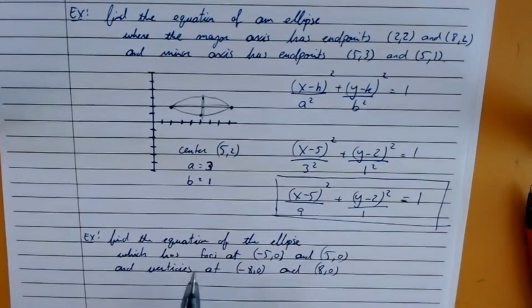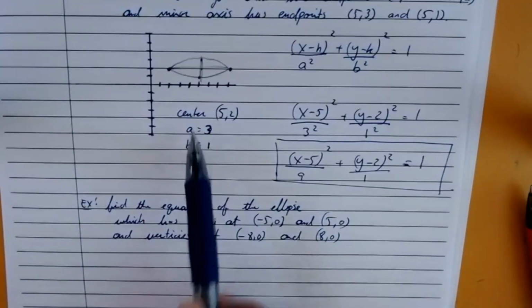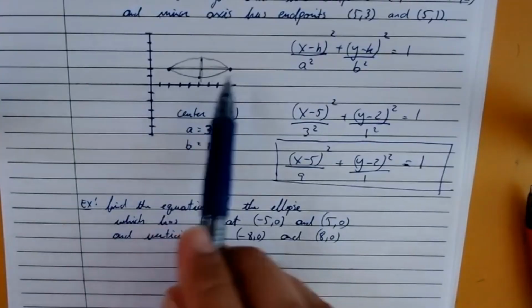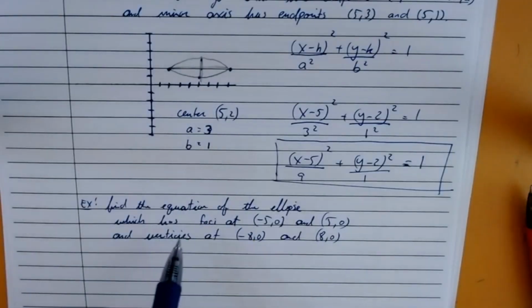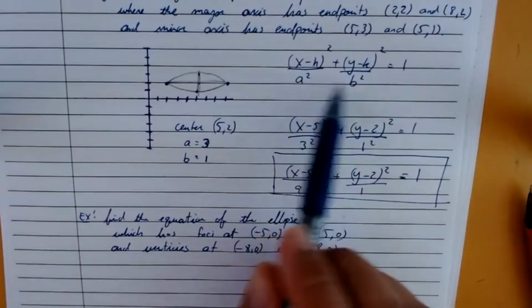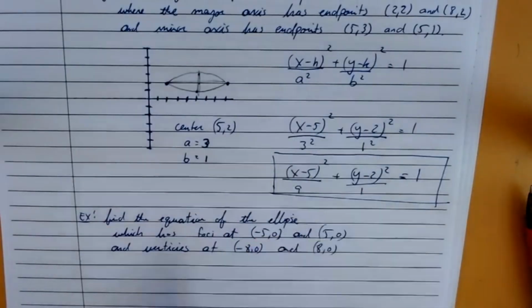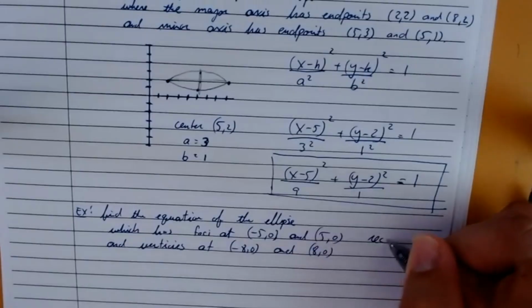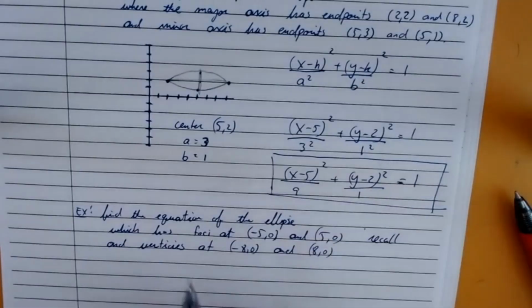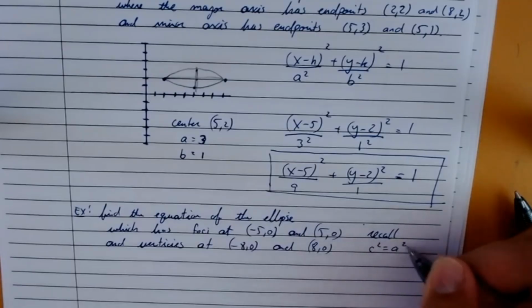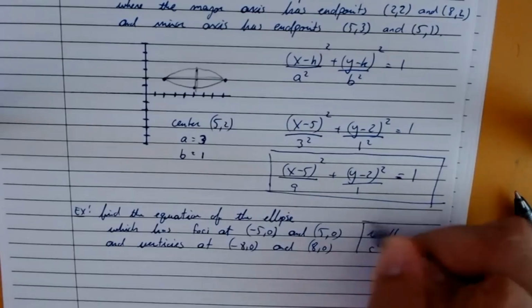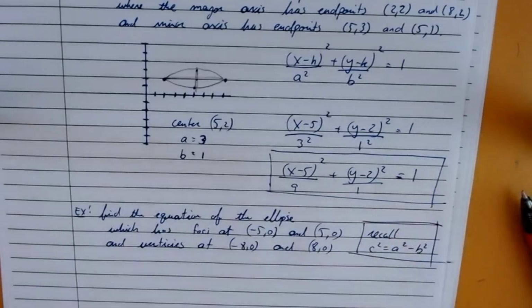For this one, whenever you have a focus, notice that your a and your b are giving distances along your major and your minor axis. Your focus is not actually given as part of your equation, but it's not unrelated. Recall that the relationship between c, a, and b is such that c squared is equal to a squared minus b squared, or any rearrangement thereof. So this will come in handy when we try that one. So go ahead and give this a try.